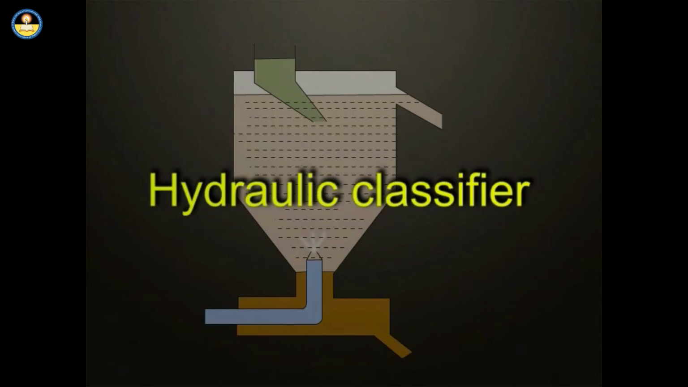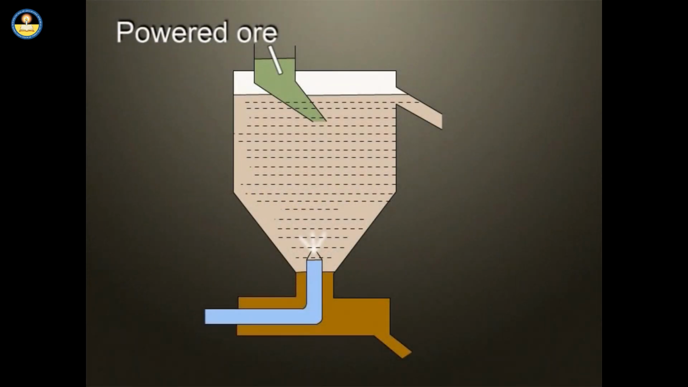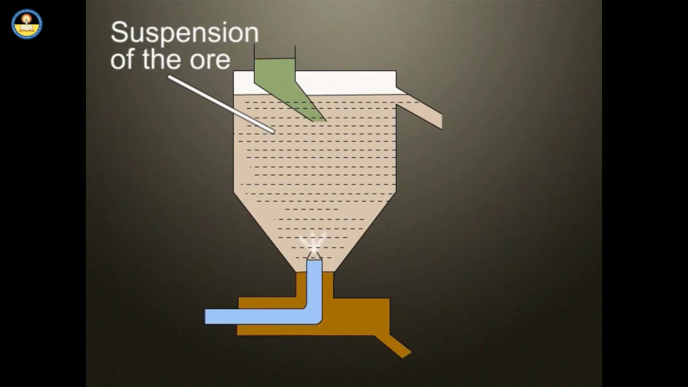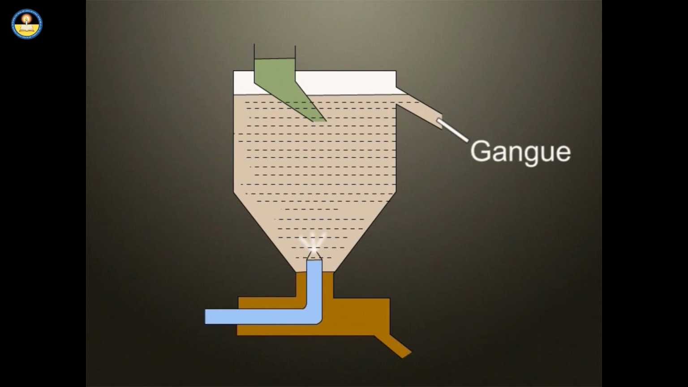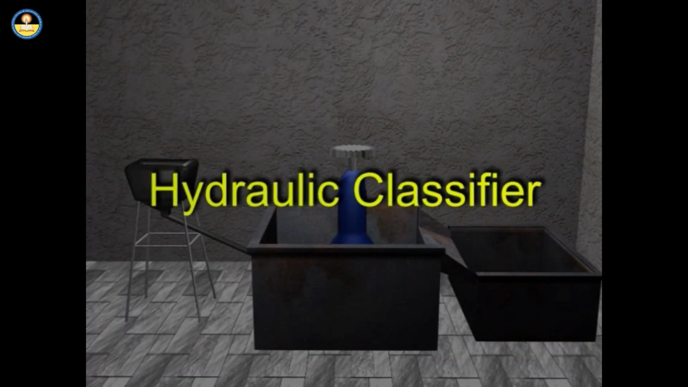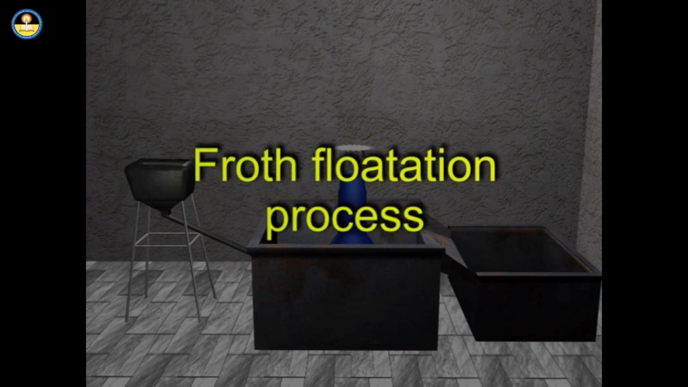Sometimes in the gravity method, a hydraulic classifier based on the gravity method is used. Ore is agitated by a powerful current of water pushing upwards through the bottom of a conical reservoir. The heavier ore particles settle down and are continuously removed from another opening near the bottom, while the lighter particles are washed away by water. Hydraulic classifier.